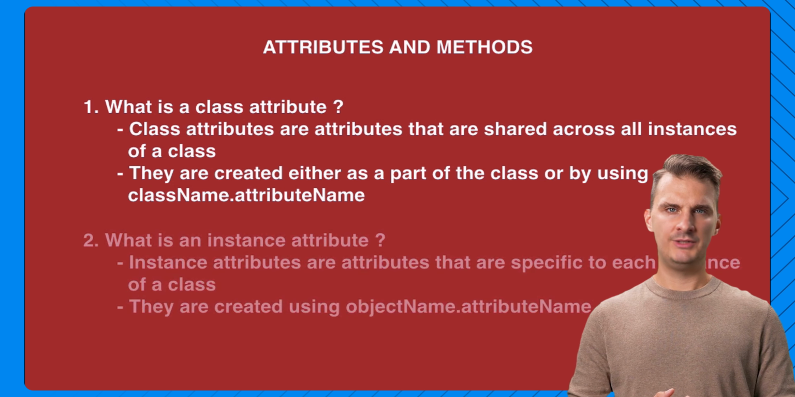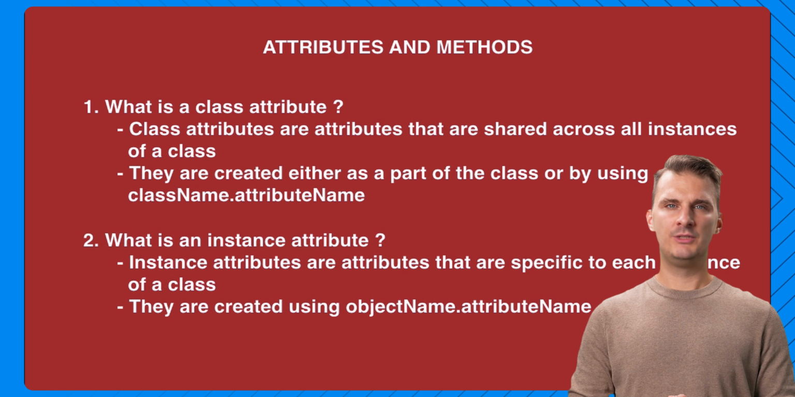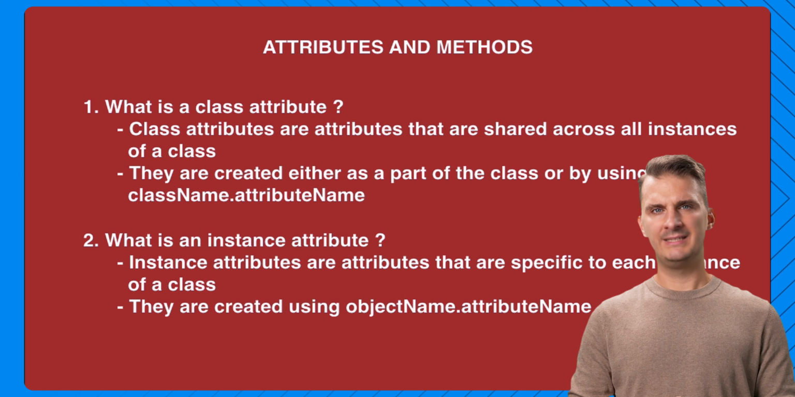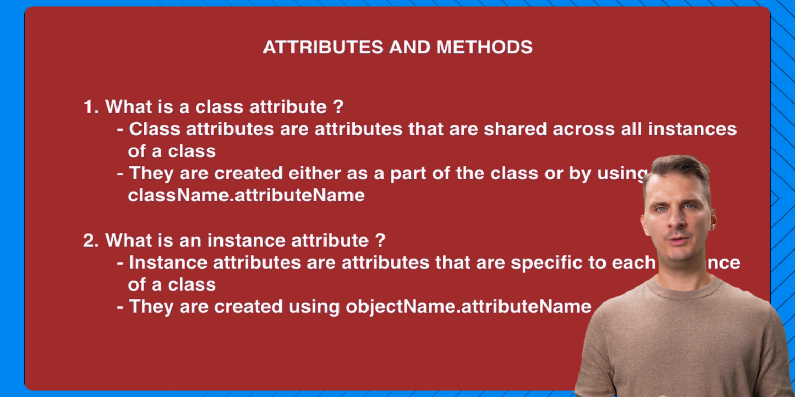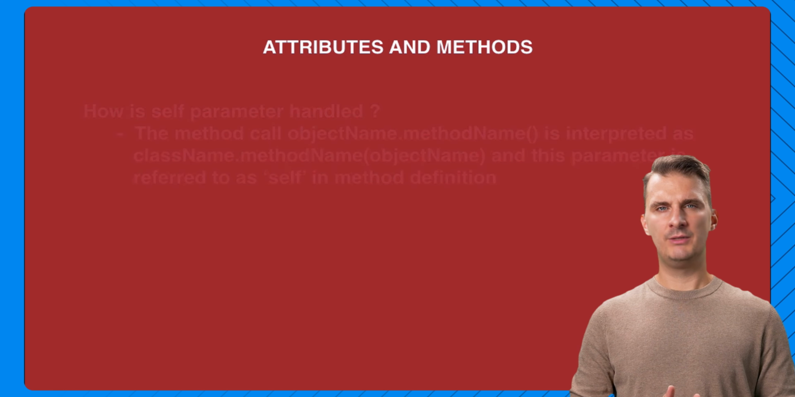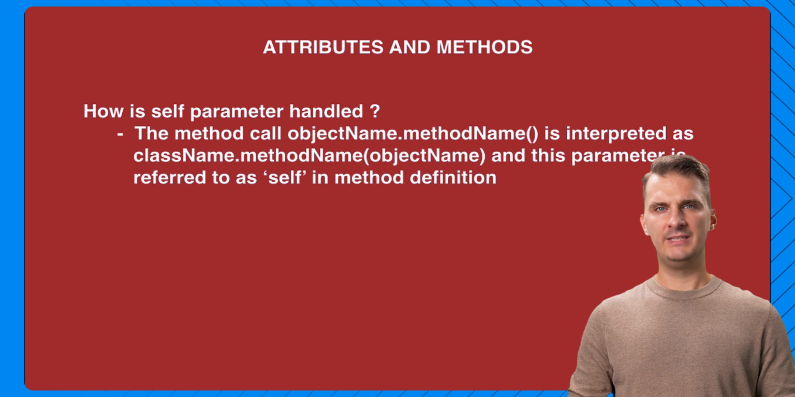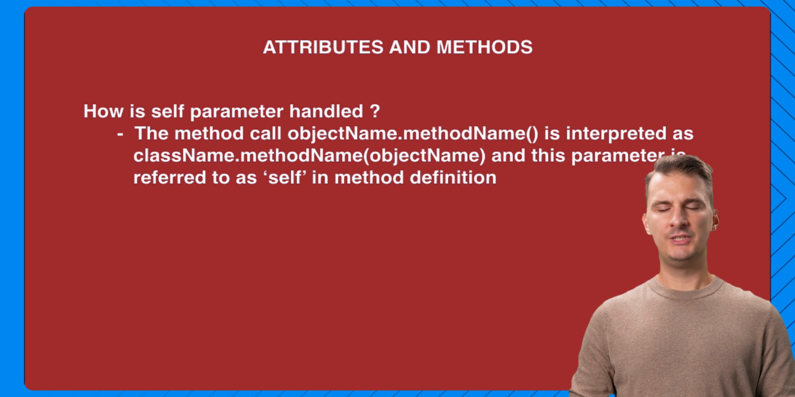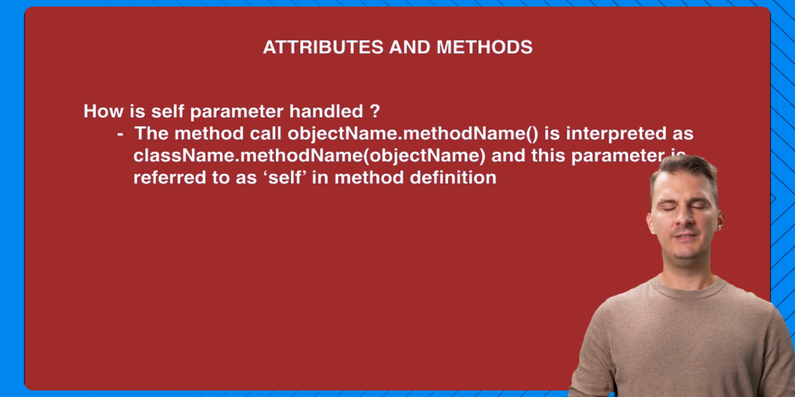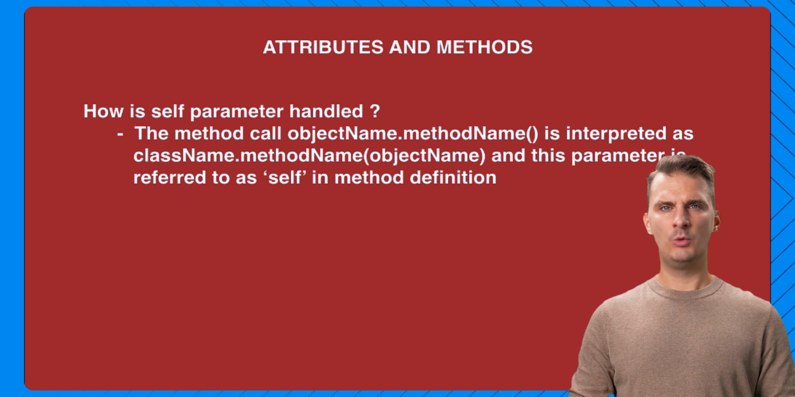And then you learned what an instance attribute is. Now these are attributes that are specific to each instance of a class. So if you modify an instance attribute, that will be reflected only in that object and not on any other object. They are created by using your object name dot the attribute name. And then you learned how the self parameter is handled. When a method is being called, Python calls it as the class name dot the method name, and the object is passed in parentheses, which is received as the self parameter.